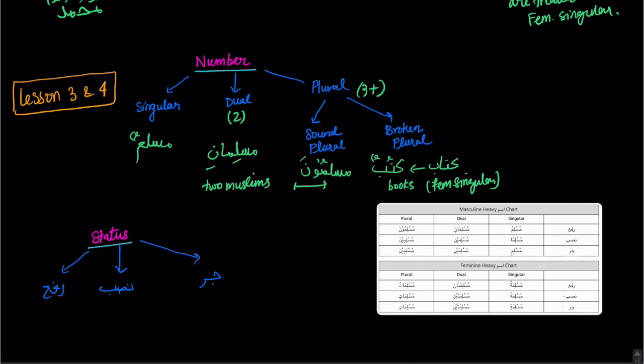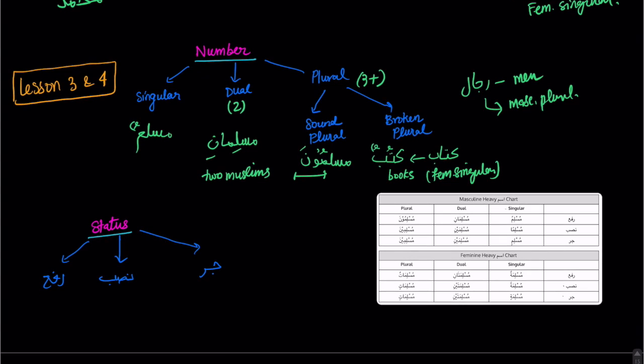And there's one caveat to this rule, which is if the broken plural is referring to a group of men, for example, rijal is a broken plural that means men, you can treat this broken plural as masculine plural because it is referring to a group of men.